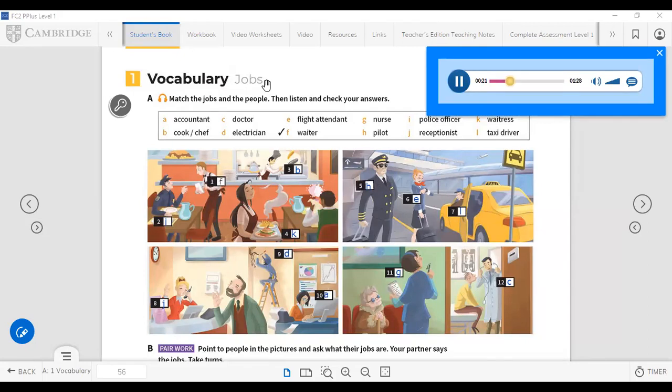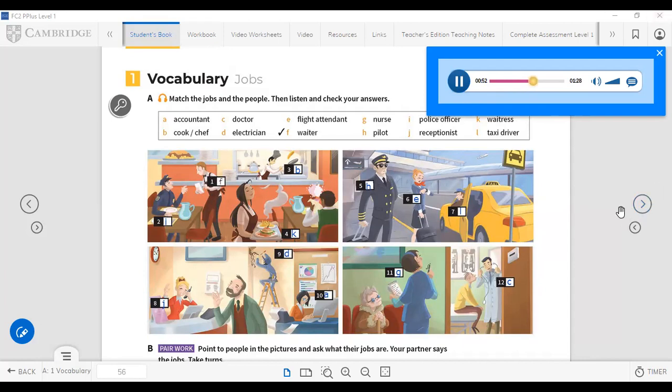2, I. Police officer. 3, B. Chef. 4, K. Waitress. 5, H. Pilot. 6, E. Flight attendant.